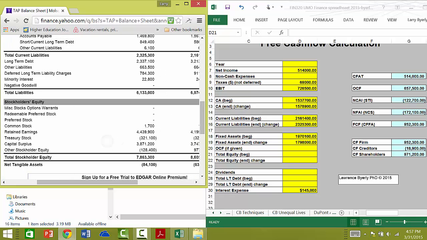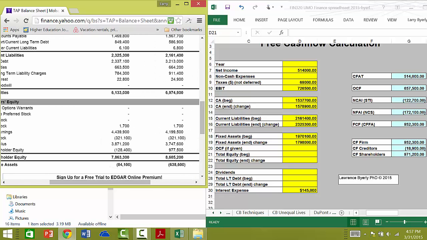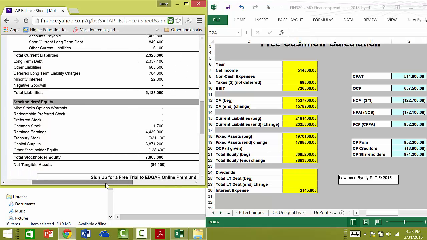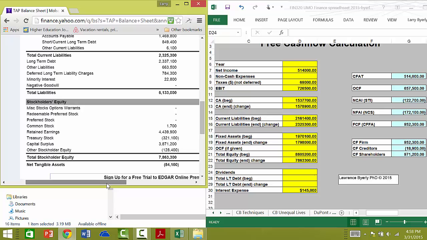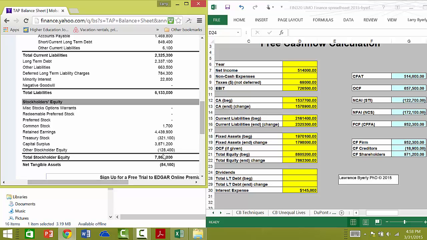So now here's the stockholder equity. They give us those numbers. So total equity started out at 8605,200 and ended up at 7863,300. We need to find something out about dividends. We'll find that on another line item in the cash flow statement.